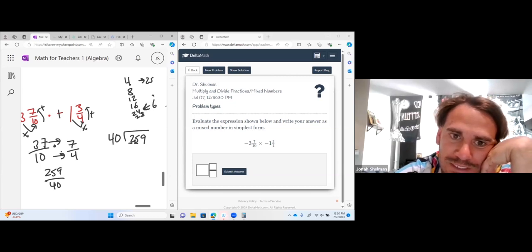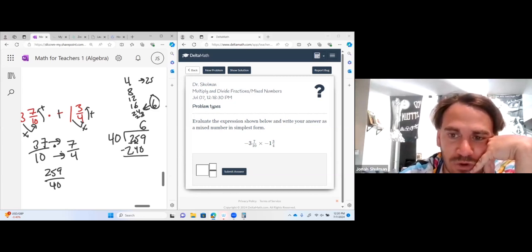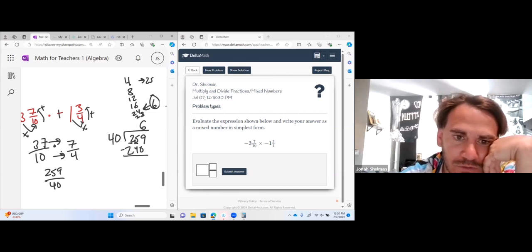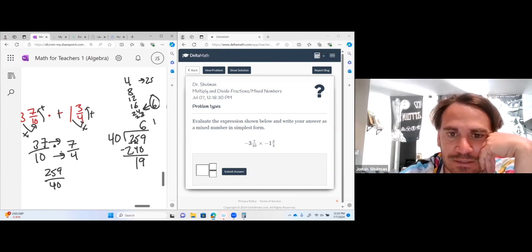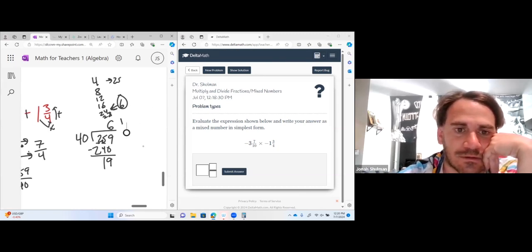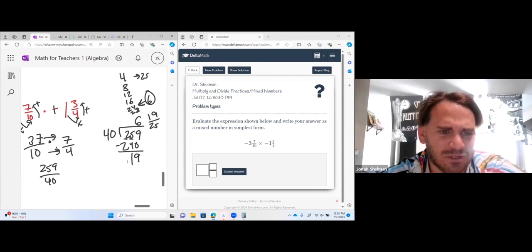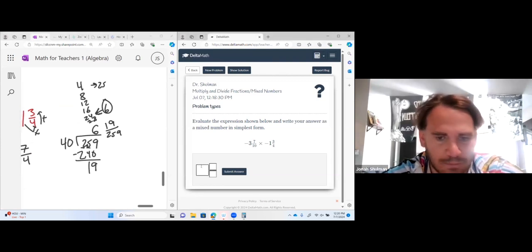4 times 6. So 4 times 6 is 24. 40 times 6 is 240. And what's left over? Well, 259 minus 240 is going to be 19. 6 and 19/40. What a crazy problem.